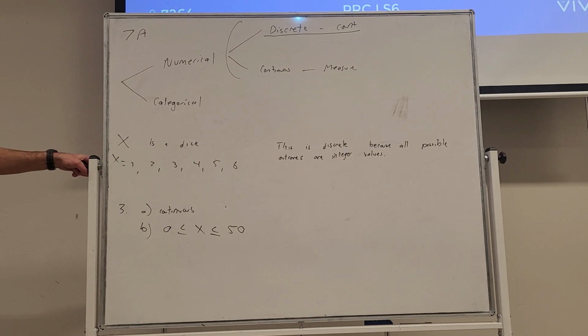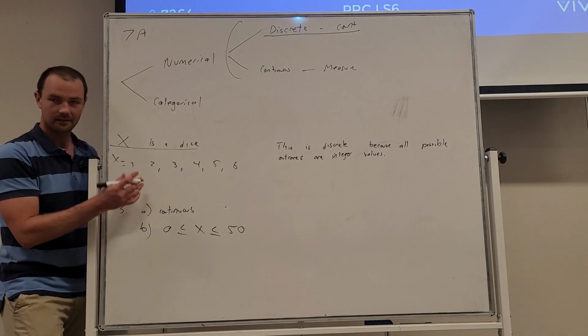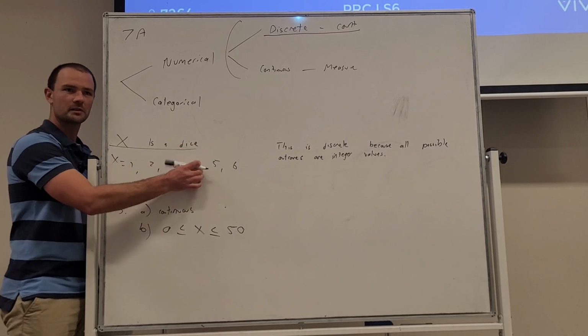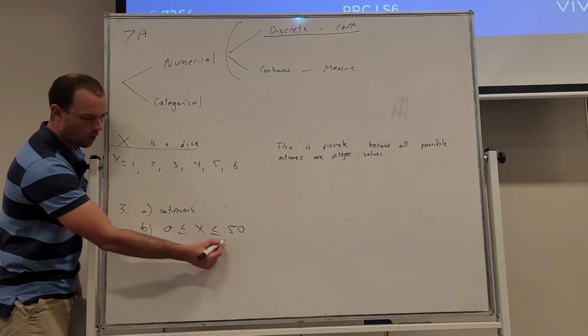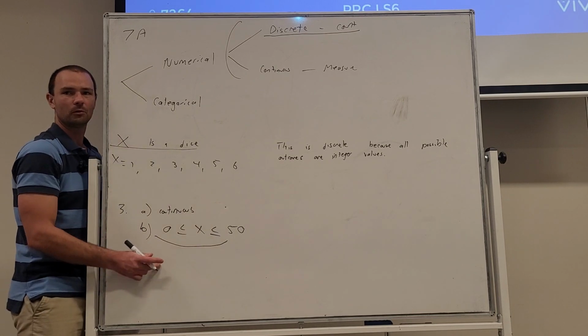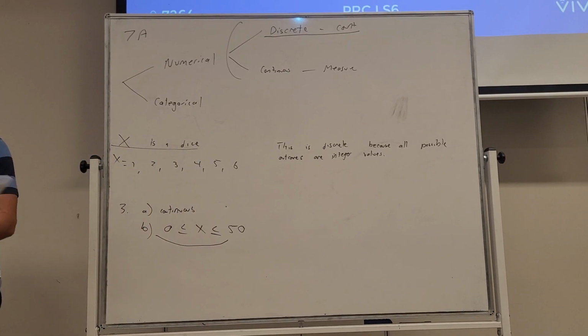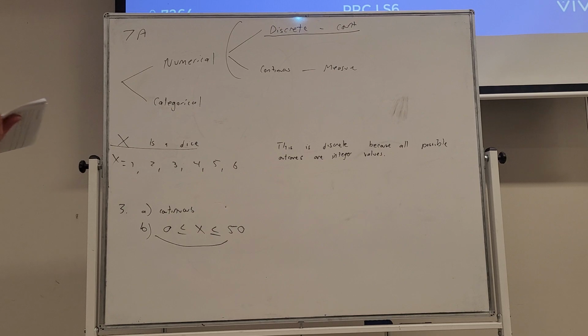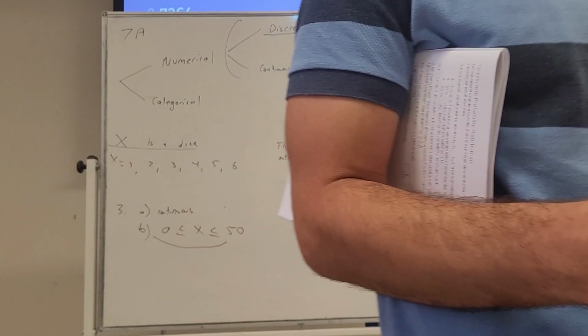All right. And what do we notice about the difference between here we had discrete, okay, whole integer values, here we had continuous, over an interval, okay, so that's the key difference between them. Excellent, that's my notes. So let's have a start on exercise 7A.